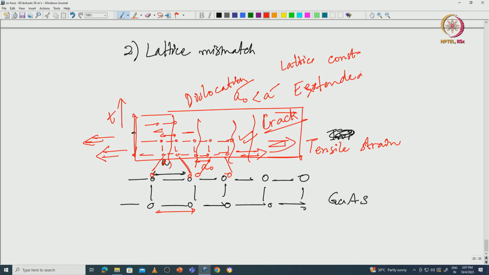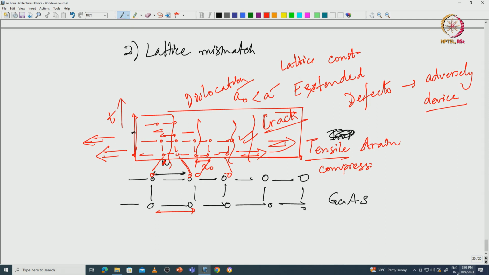The missing lines of atoms are actually extended defects called dislocations, which adversely affect the device performance. They adversely affect the device performance. So, you do not want such lattice mismatch. The opposite of that is compressive stress. Opposite of tensile is compressive stress, which is that the lattice constant is much larger.